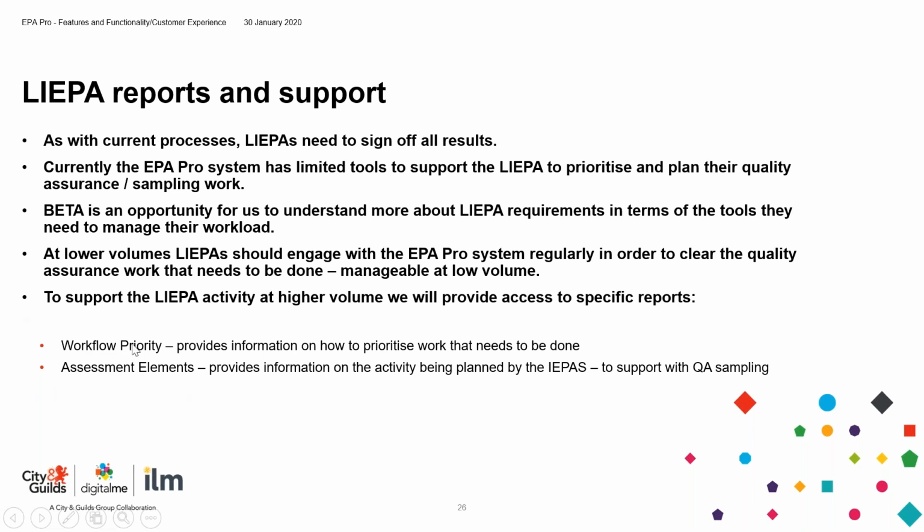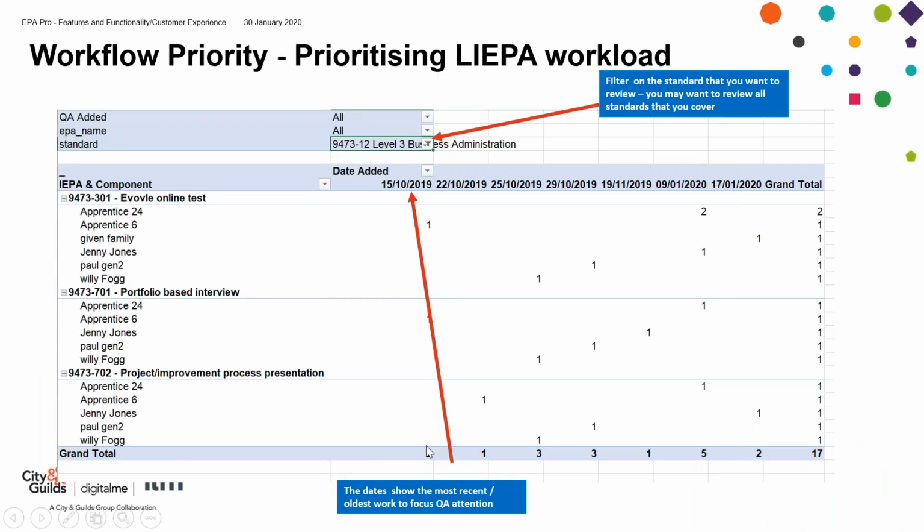Now, the first one will provide you with some additional information on how to prioritize your quality assurance work that needs to be done. I'll show you examples of both of these in a minute. And the Assessment Elements Report will provide you information on what assessment activity is being planned by your IEPAs, so it will support you with planning your quality assurance and sampling strategy. Any questions? Or do you want to wait until I show you the reports? Let's wait. Okay, right.